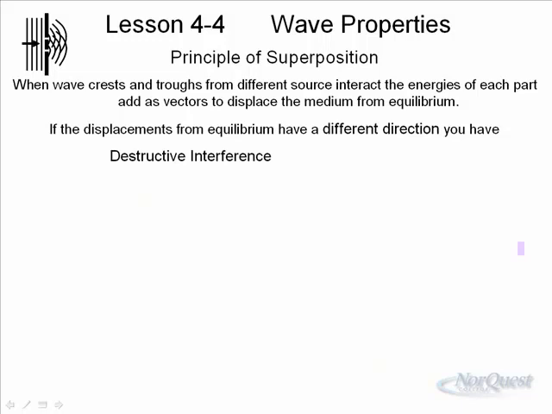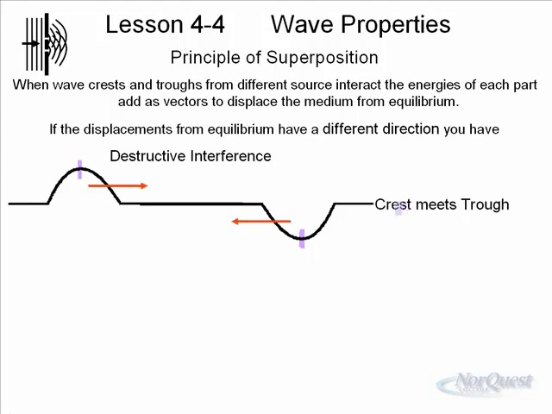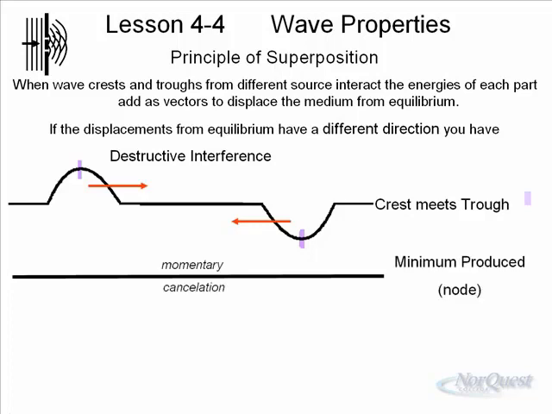So what happens when a crest meets a trough? If a crest meets a trough, then we get something called destructive interference. So here we have a crest on the top of the wave, it's moving to the right, and a trough on the bottom of the wave and it's moving to the left. In this case, a crest is going to meet a trough, and when they do that in the middle, you will get a momentary cancellation, where the positive deflection of the first crest is canceled by the negative deflection of the medium by the trough.